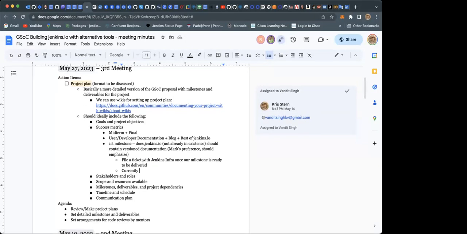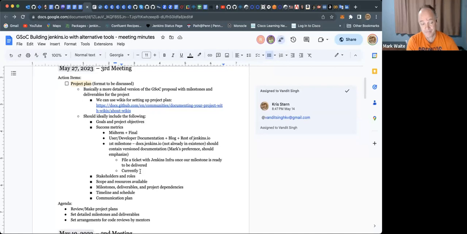I think it's a good idea, yeah, because I've never seen docs.jenkins.io before. That's why I was like, it could be workable, but we need to coordinate with the Infra team to do it. Correct.